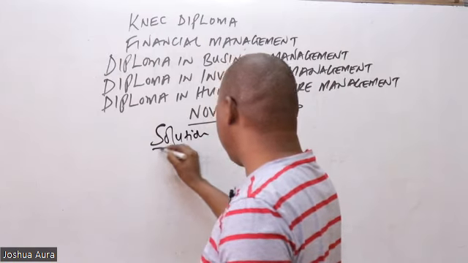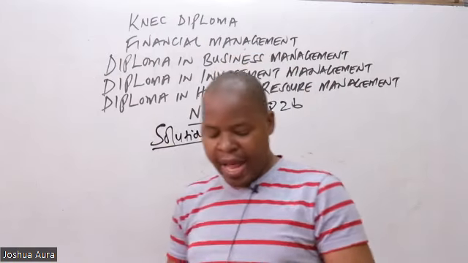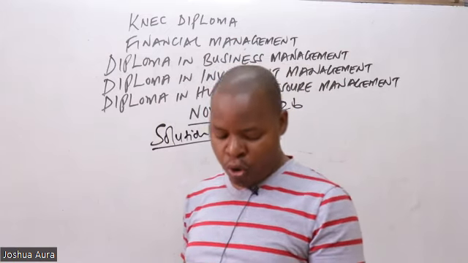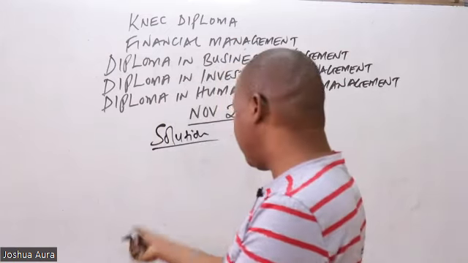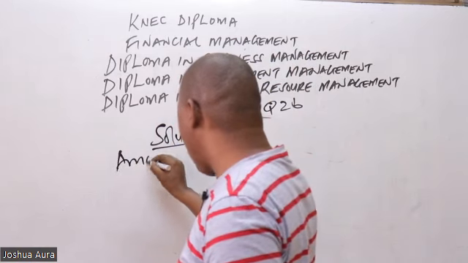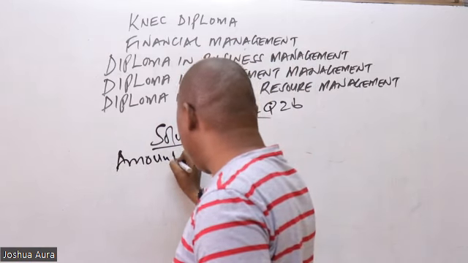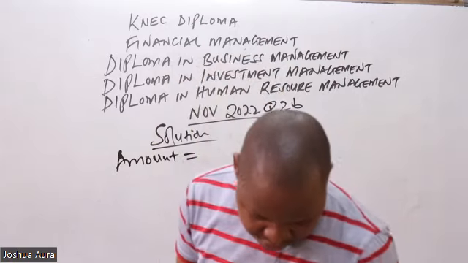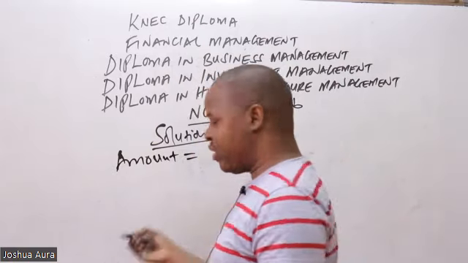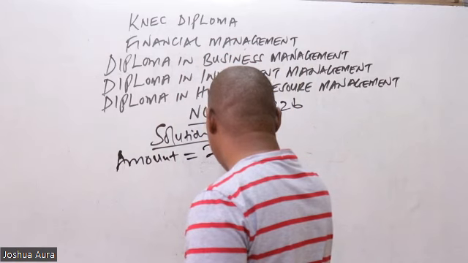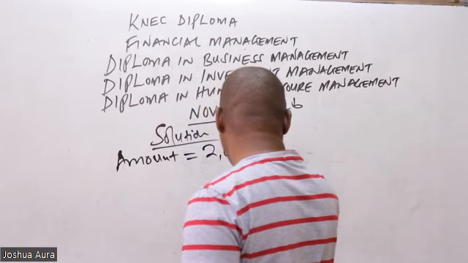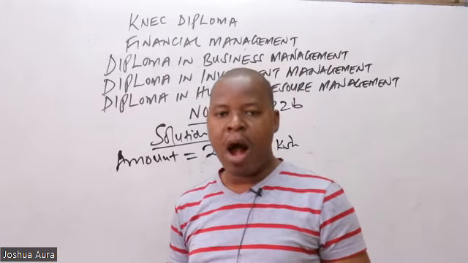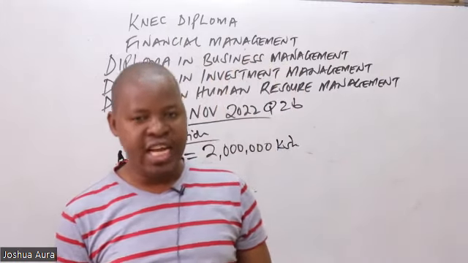So to start with, as our solution to this question, we need to analyze this question. What is the amount borrowed? The amount borrowed from our question is 2 million Kenya shillings.